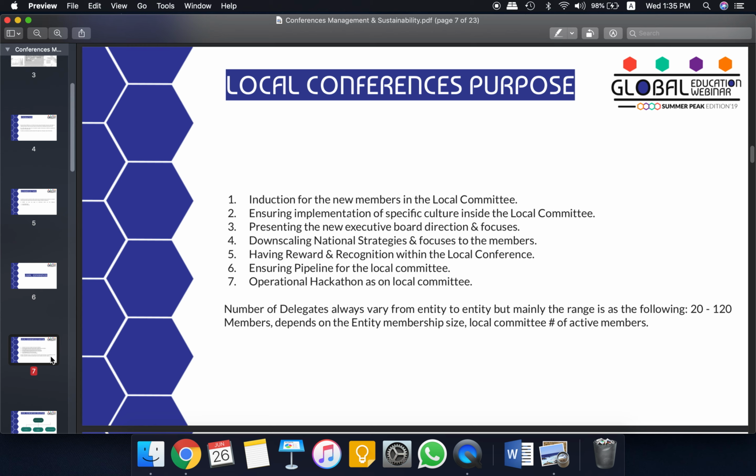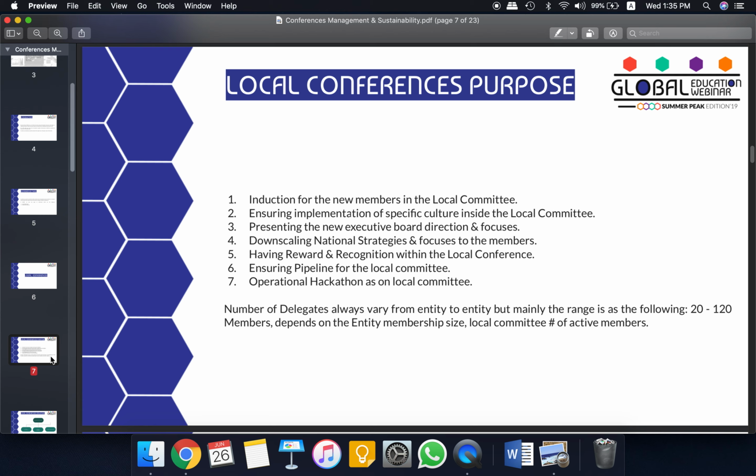The second thing is ensuring the implementation of a specific culture inside the local committee. Depending on your culture, you need to implement it, so you need to start by implementing it within this conference. The third thing is presenting the new executive board, the direction, the focuses, and the goals of this executive board. This conference mainly happens at the beginning of the LC term, which is Jan or Feb.